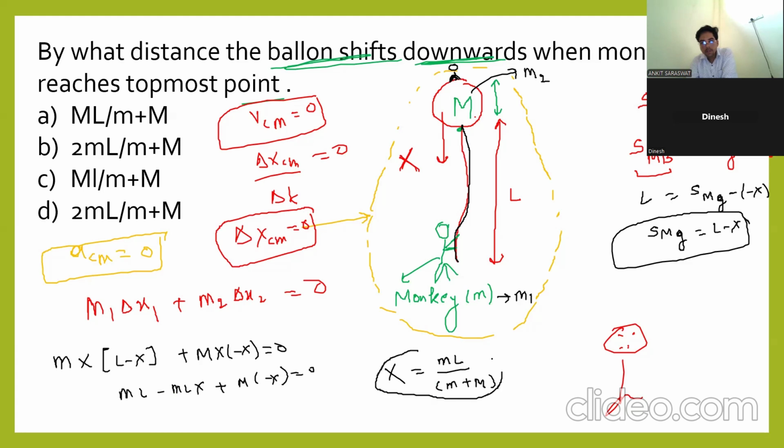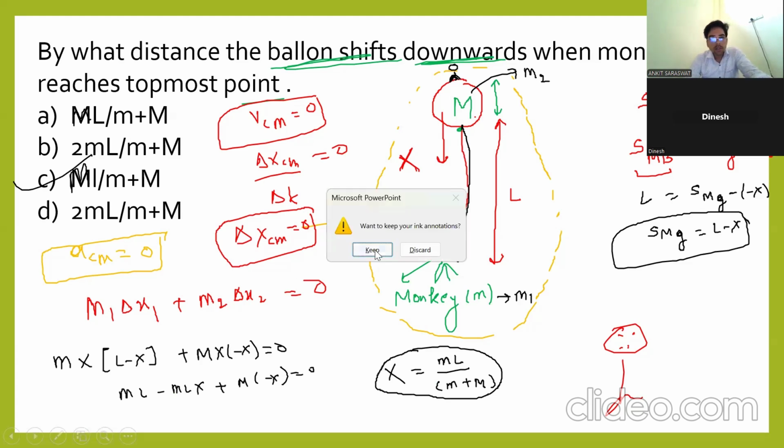It is small m. Check again. Both options are the same now, so we can take this small m. Option C is correct. Now one more question, write down. Last question, I think.